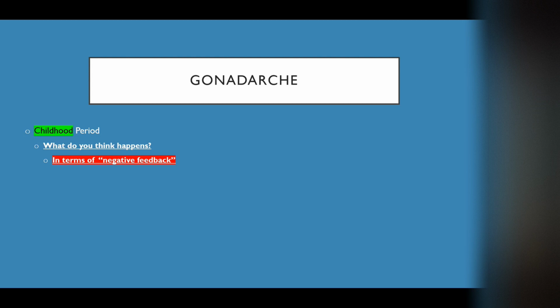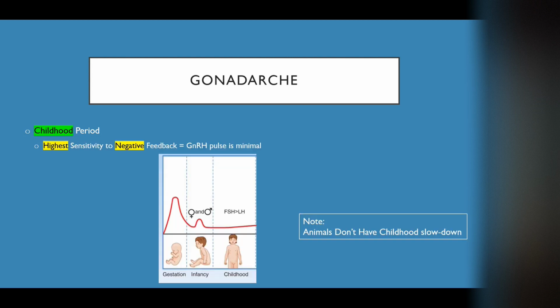It's still getting higher. Good. That's the highest, actually. In childhood, we have so much negative feedback that GnRH is minimum. So childhood is a human-specific period. All the other animals just keep growing from birth until adulthood. They grow, grow, grow, grow. Humans, we have a slowdown, a childhood period. That's our highest negative feedback. Humans have this, all the animals don't have this.